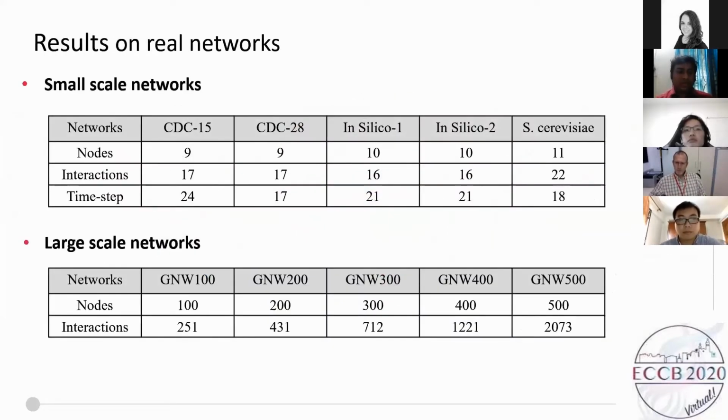Now the real network results. For small-scale networks, we used four networks: the E. coli cell cycle network, which has two types of data sets, called CDC15 and CDC28; in silico and in silico 2, which are benchmark data sets from the DREAM 4 challenge; and the SCBC network. For large-scale networks, to see whether our method is applicable, we generated 5 types of data sets using the GeneNetWeaver tool.